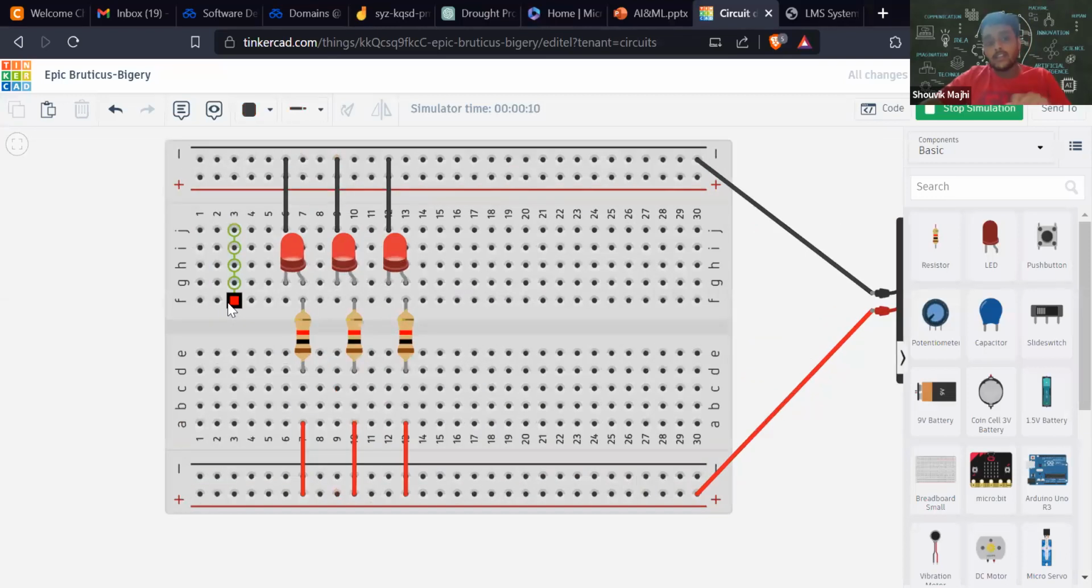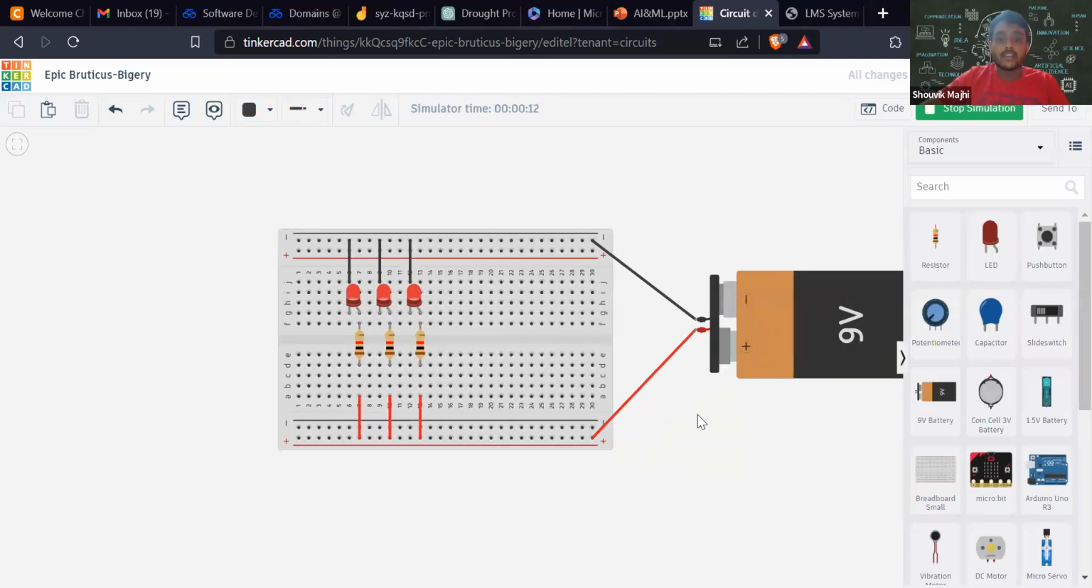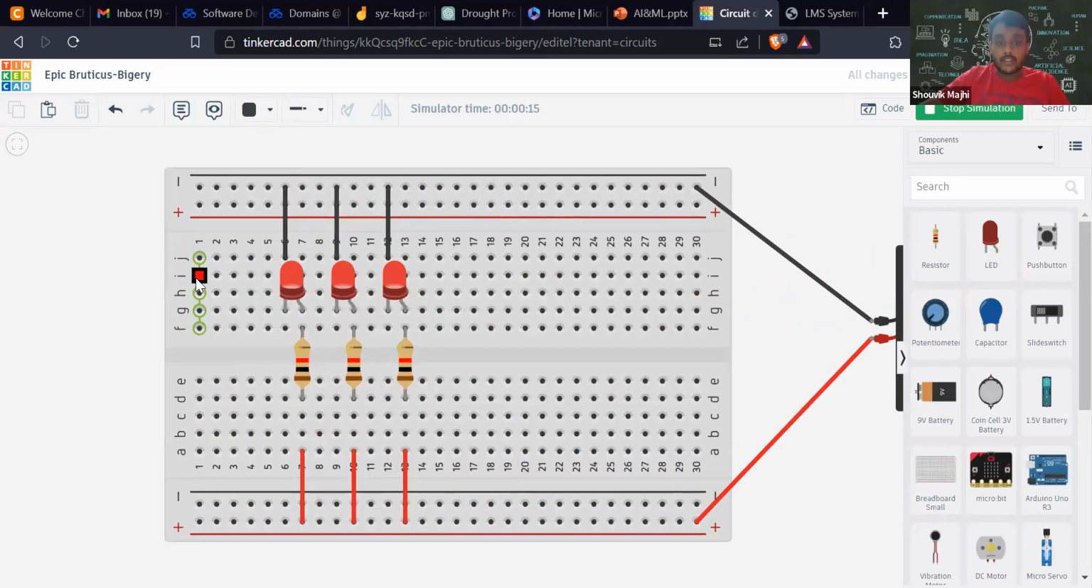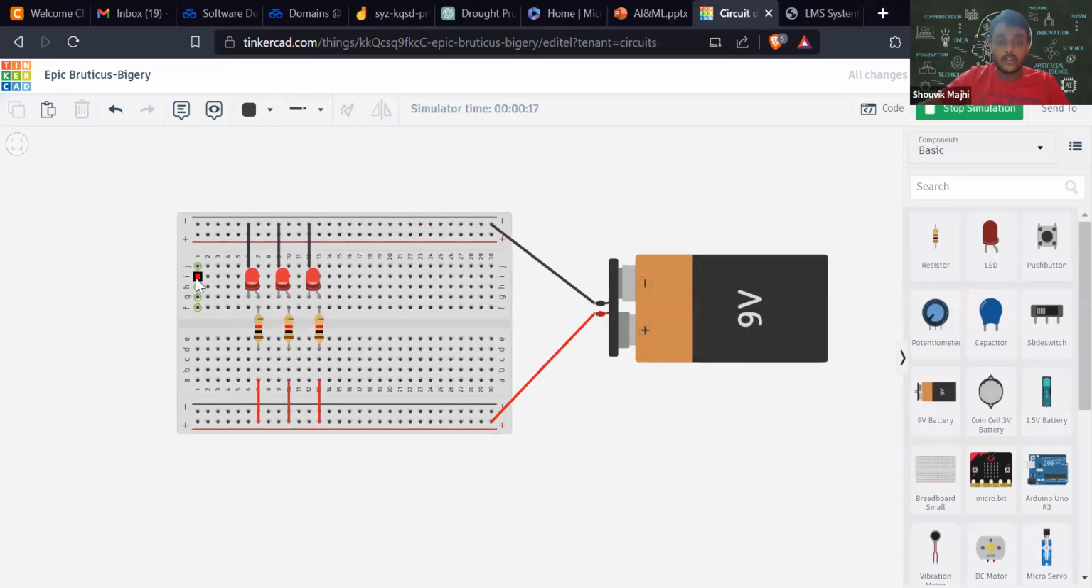So in parallel, you will see all the LEDs will have the same intensity. So it is very difficult to distinguish in the online platform, in the simulation platform. But whenever you are doing it in hardware, you can always see the difference. Okay. So this was your part of how to connect your LEDs in series and parallel. Okay, fine.